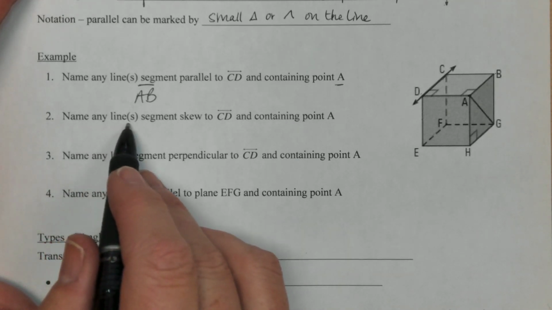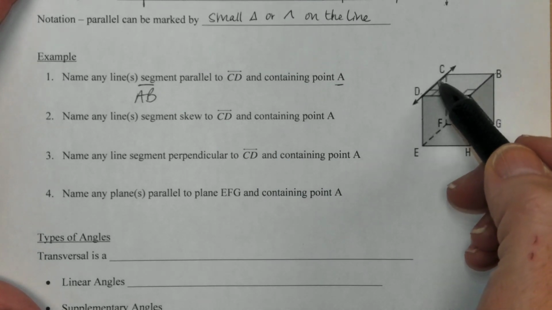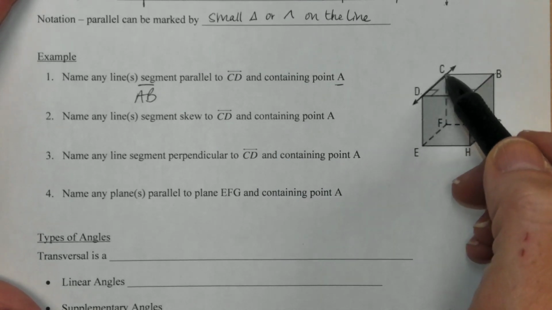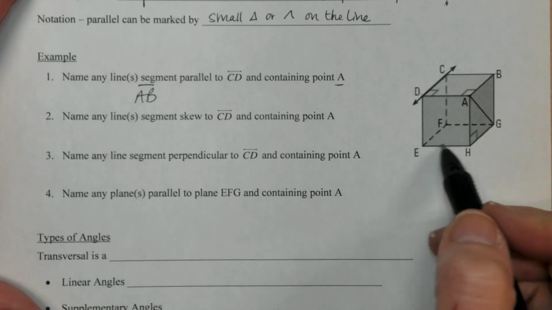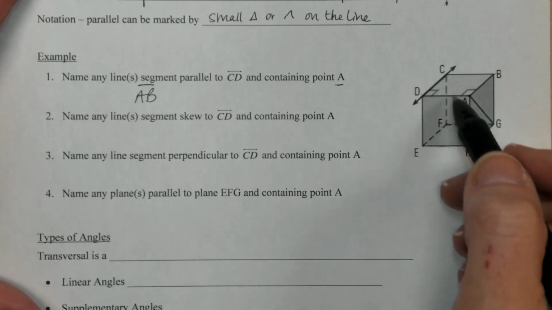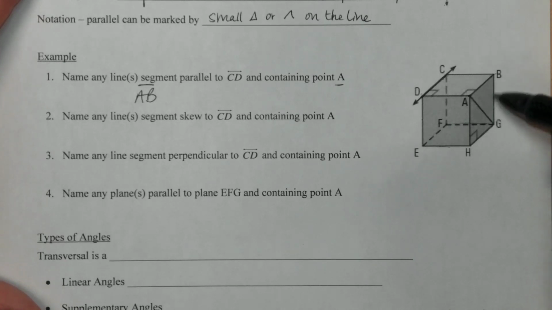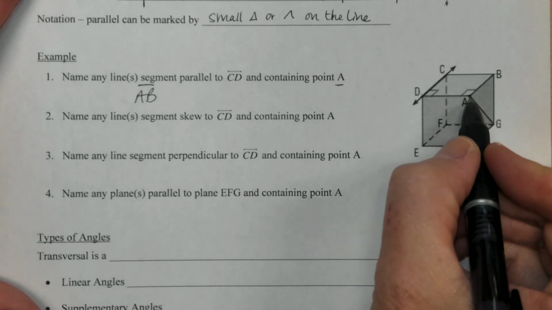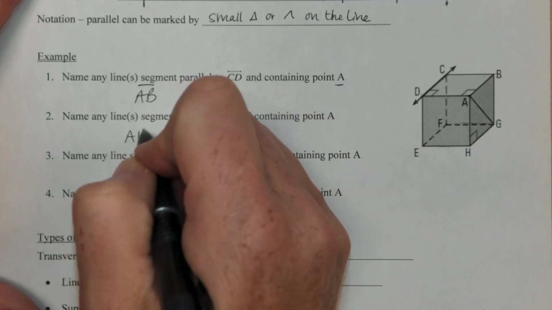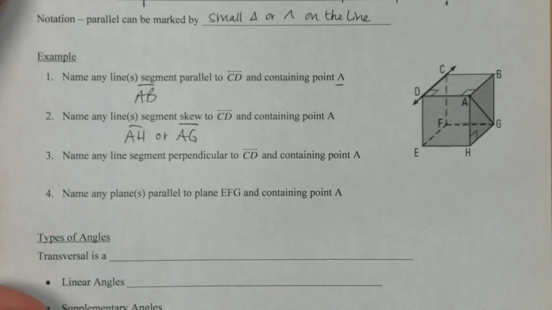Number 2 says name any line segment skew to CD and going through A. Again, there are going to be quite a few that we could choose from, but we want ones that go through A. So here's CD. This could be a skew line, not parallel, but not touching. This could be a skew line, not parallel, not touching. This could be a skew line, not parallel, not touching. But the one we want is the one that goes through A. So we're going to pick AH, or I could even pick AG. Either one of those would work. So for skew, you just want to be not touching, but not parallel.